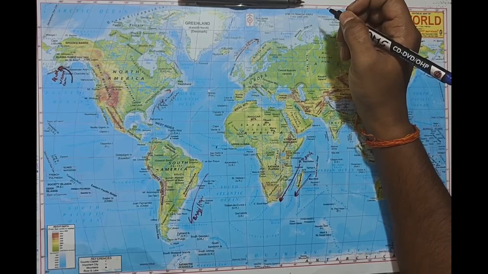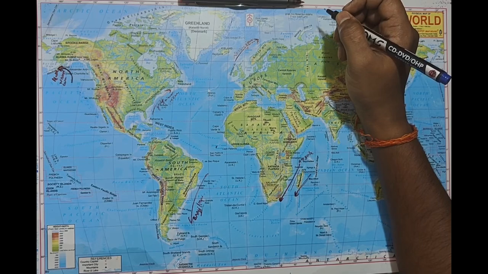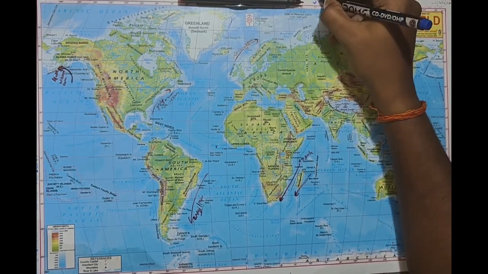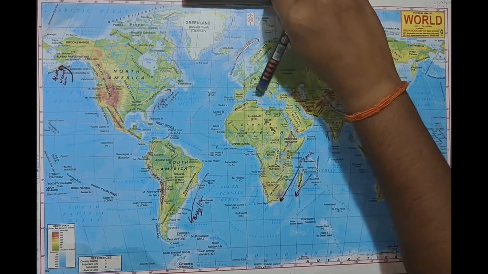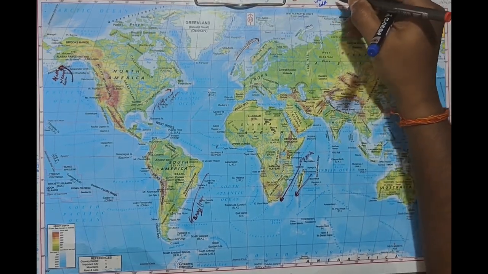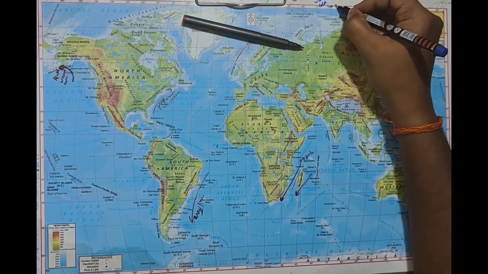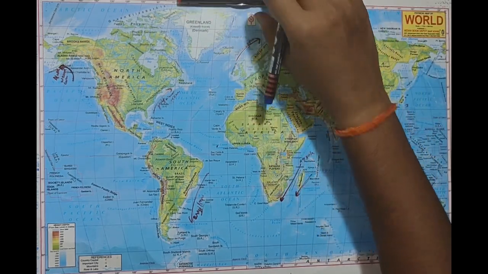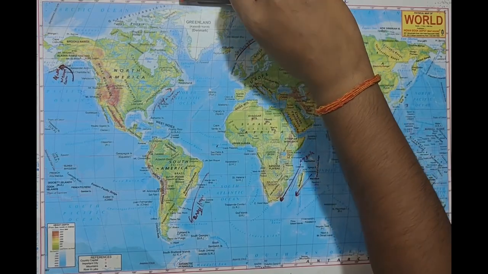Hello everyone, today I am going to make you understand ocean currents around the world, and there are two types of ocean currents around the world. One is warm and the other is cold. For warm ocean currents I am going to use the color coding of red, and for cold ocean currents I am going to use the color coding of blue. Okay, now let's start. Starting with first, let me mark the warm ocean currents.